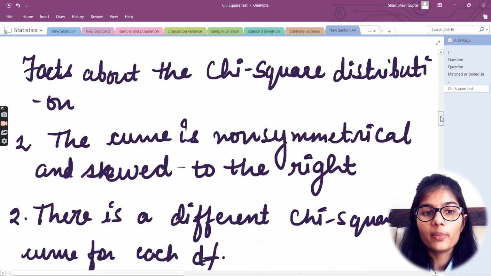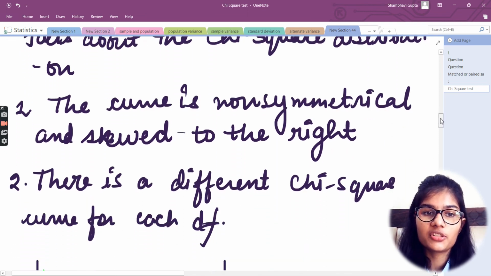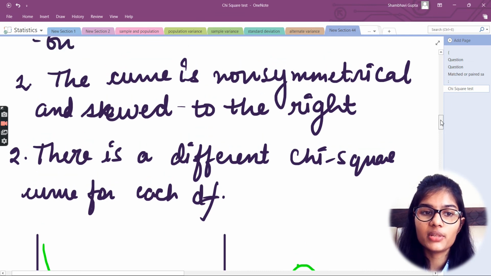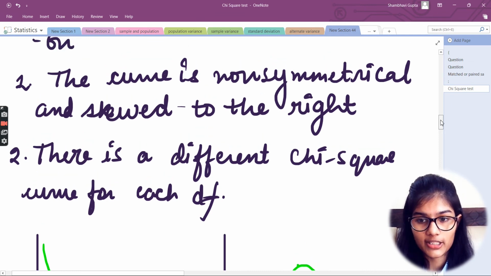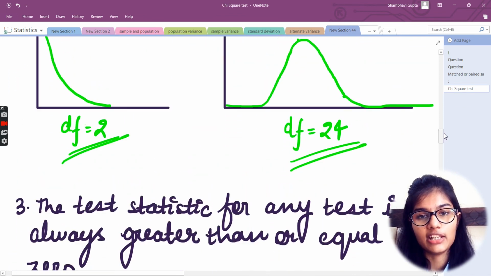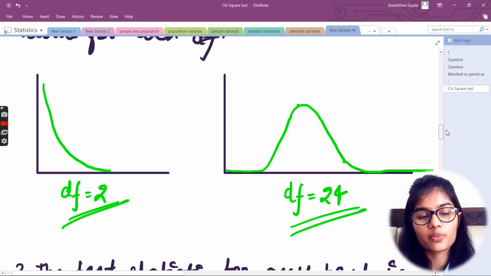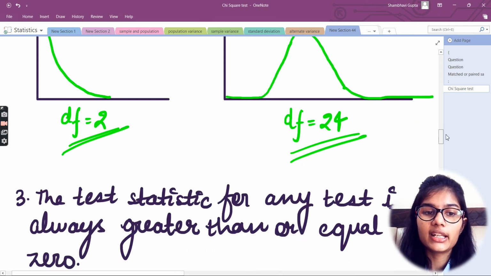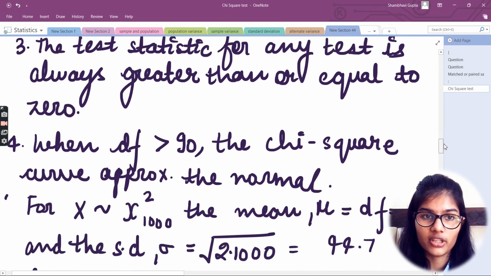Now, the facts regarding the chi-square distribution: the curve is non-symmetrical and is skewed towards the right. Next, there is a different chi-square curve for each df. As I showed you in the graphs, when I took the degrees of freedom as 2, the graph is different, and when I took df equal to 24, the graph is different. So it proves that as soon as the degrees of freedom differ, the graph will differ as well.